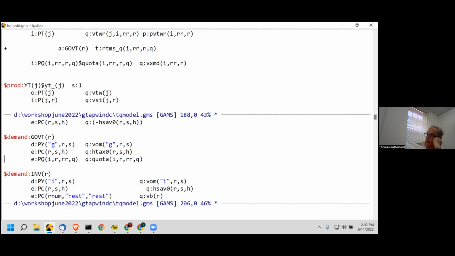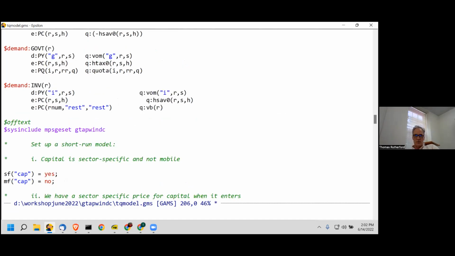But here's an example of a quota thing. So you can do it. Let's just look at how this works. Let's say we set up a short run model.